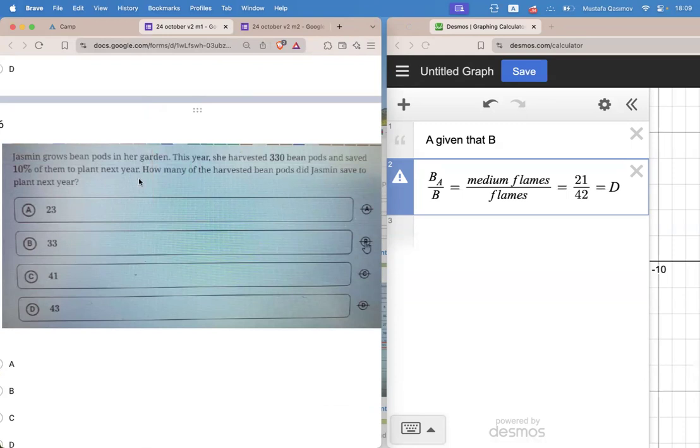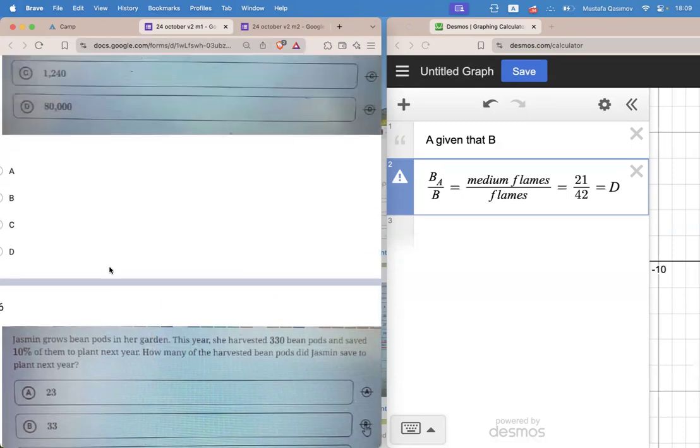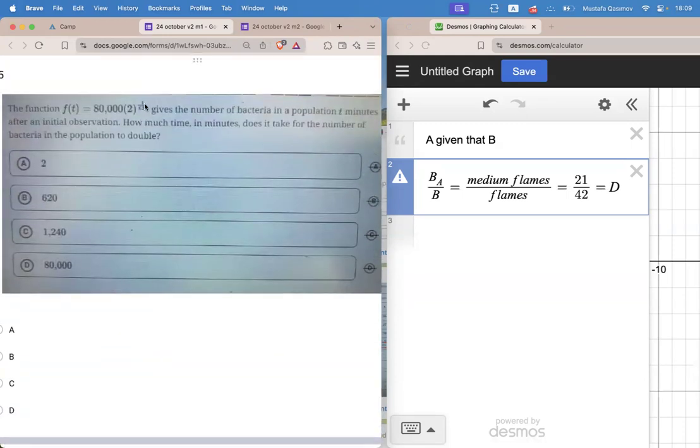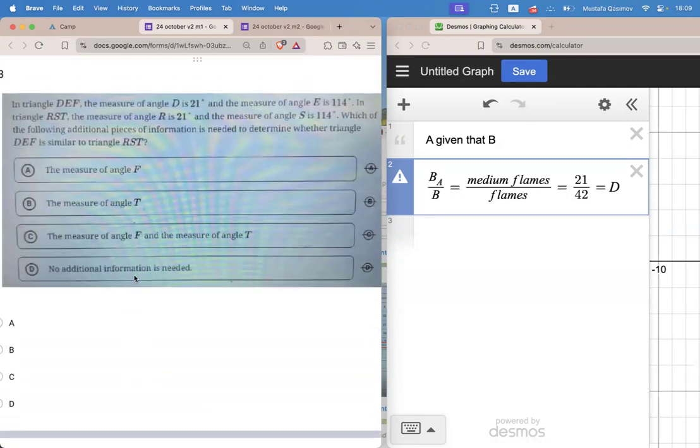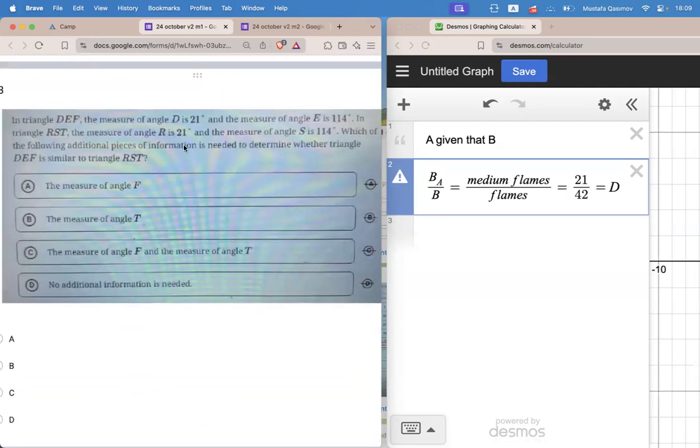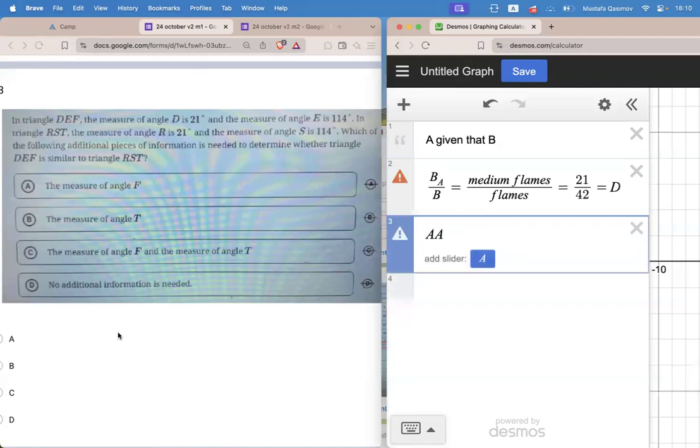Probably, okay, we have to just find this 10% to 33. Because double it is 620. You can write it in decimals. You can write instead of 7 to minus 3x a. It is proving similarity when two angles from each triangle are given. It is a, and so we don't need more information. Answer is D.